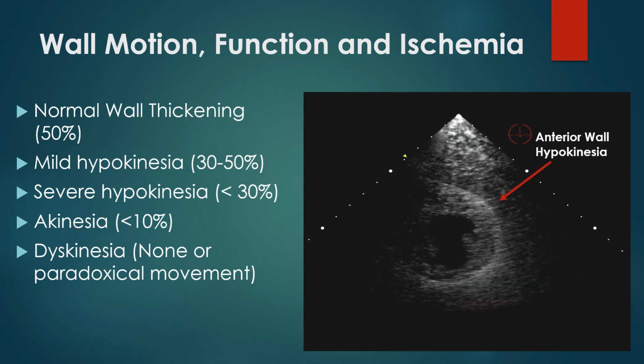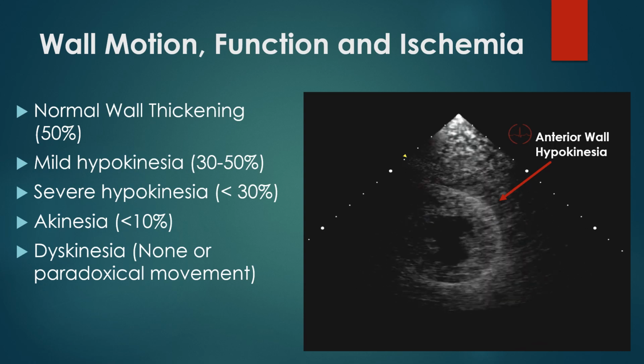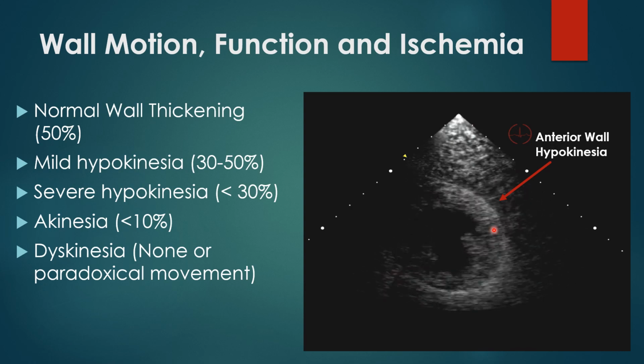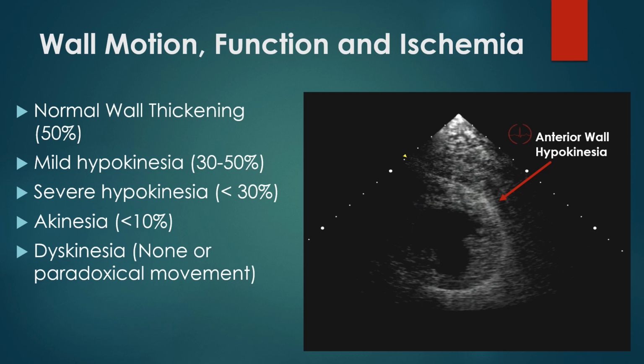So this is a short axis view, and you can kind of see where you've got some anterior wall hypokinesis. This is just not moving very well compared to this and compared to this. So you've got normal wall thickening here, mild hypokinesia, severe hypokinesia, akinesia, as far as basing this on numbers. But to be honest, you're looking at it and you're saying, you know what, that just isn't beating very well at all.